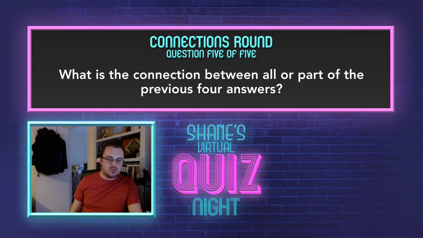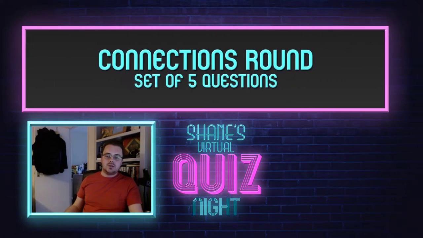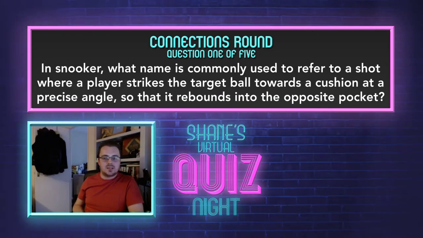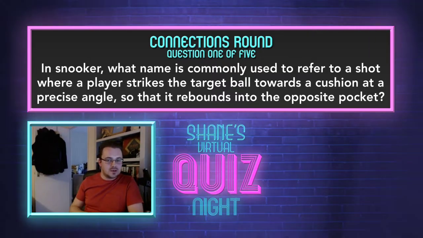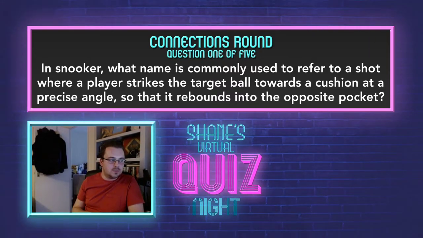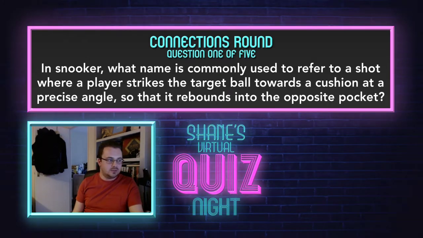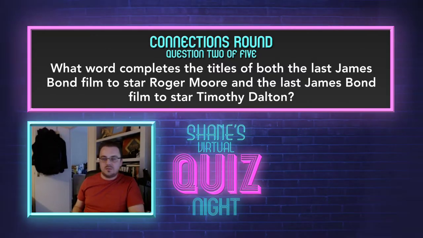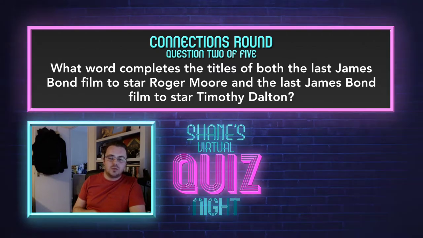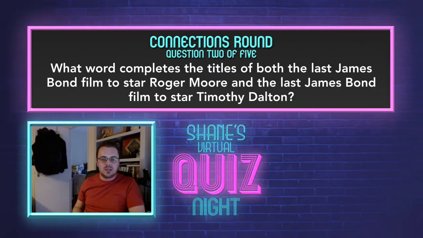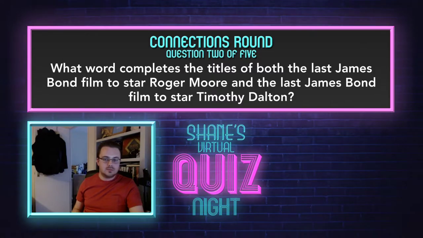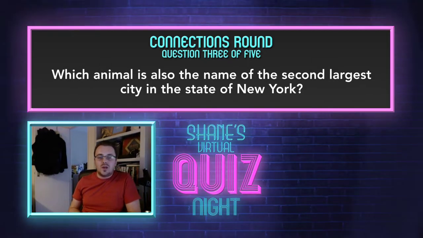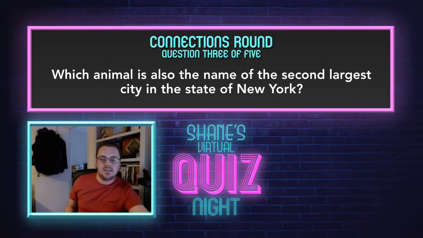I'll flick through the questions just one more time quickly for you if you missed any. So the first one of the connections round was, in snooker, what name is commonly used to refer to a shot where a player strikes the target ball towards a cushion at a precise angle so that it rebounds into the opposite pocket? So that was your first question. Your second was, what word completes the titles of both the last James Bond film to star Roger Moore and the last James Bond film to star Timothy Dalton?